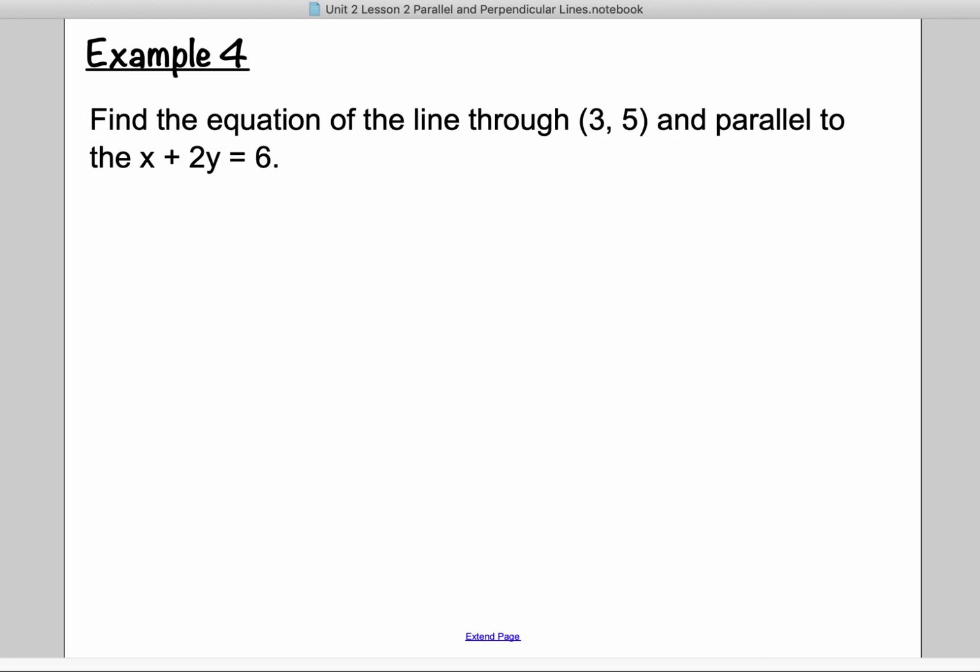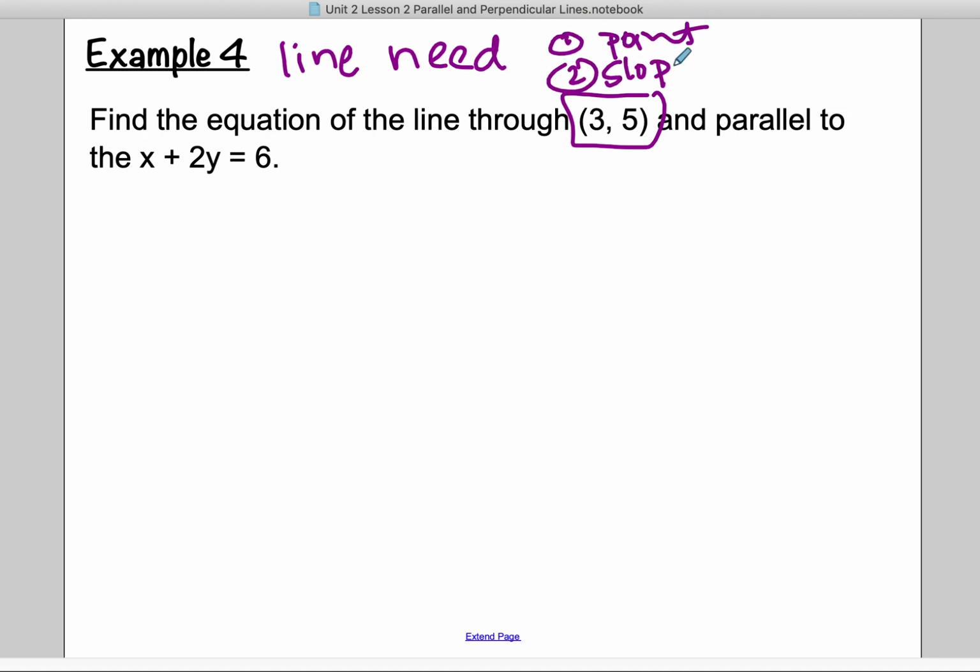Example 4 says find the equation of the line through 3, 5 and is parallel to x plus 2y = 6. So what I need to know is I know what point I have. I need to know my slope, because in order to find the equation of a line, we always need a point and our slope. And right now we have our point. We need to find our slope. So the way we find our slope is we put this equation into slope-intercept form.